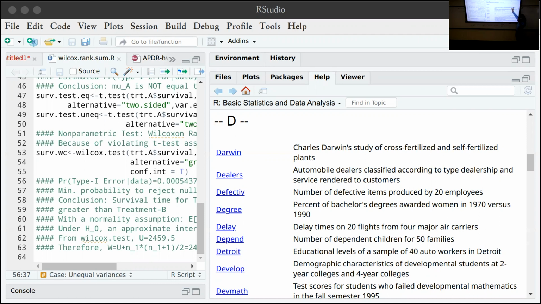If you want to make a one-to-one connection between our previous example and this one: Darwin, cross-fertilized is treatment A, self-fertilized is treatment B. For the degree data set, 1970 is treatment A, 1990 is treatment B. And lastly, for the development data set, treatment A would be 2-year colleges, treatment B, 4-year colleges. Good? Okay.